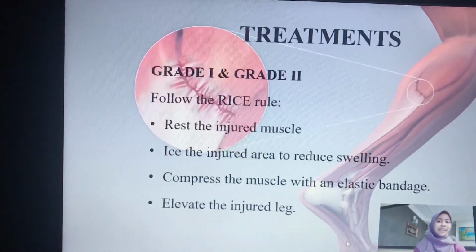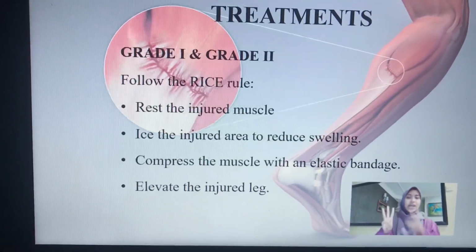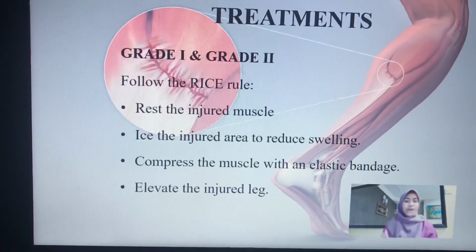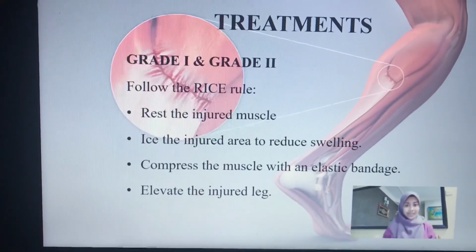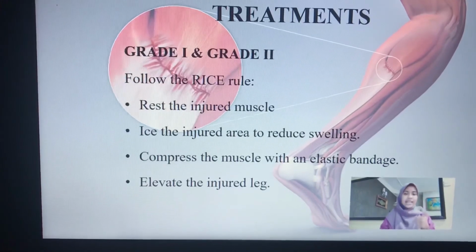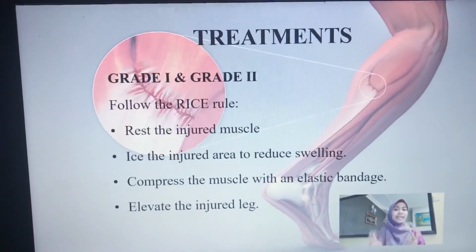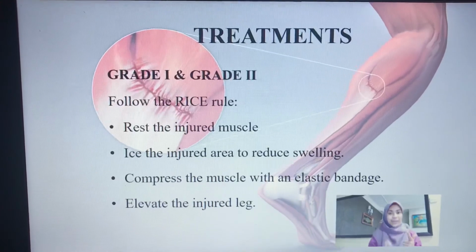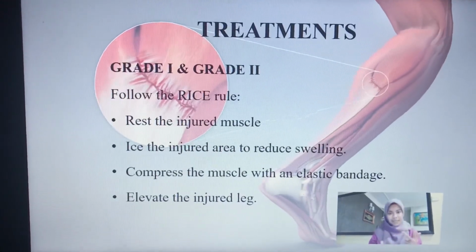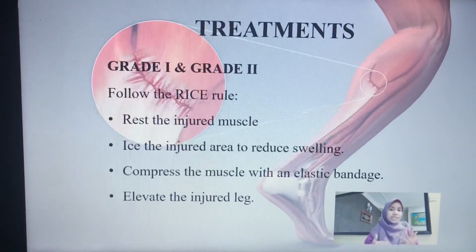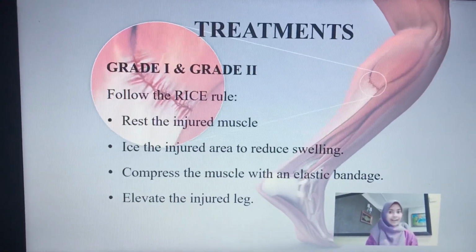Okay, now we move to the treatment that we should take when we have a leg strain injury. As you know, strain injury is divided into 3 grades: grade 1, grade 2 and grade 3. For grade 1 and grade 2, the treatment that we apply is RICE. What is RICE? RICE refers to rest, that we should rest the injured muscle. Ice, we should apply ice for 20 minutes, 4 to 8 times per day, and it helps to reduce swelling. The third one is compress. We should compress the injured area using an elastic bandage. And the last one is elevate. The injured limb should be 6 to 10 inches above our heart.